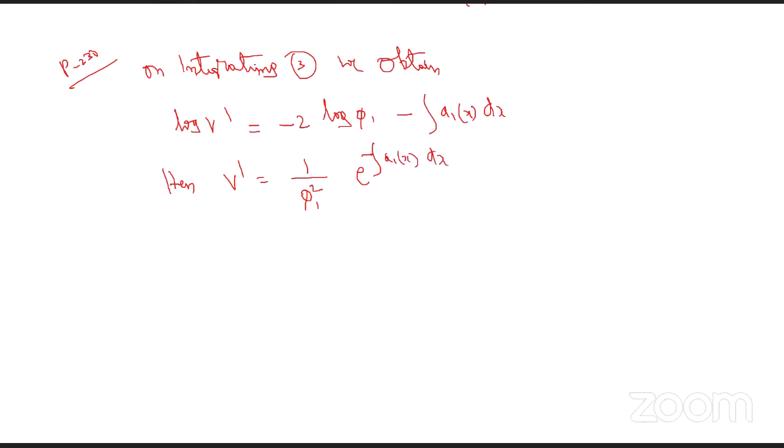So now integrating both sides again. BS means both sides. We obtain v equal to integration 1 by pi 1 square into e power minus integration a1x dx.